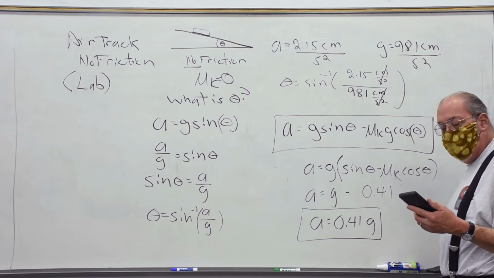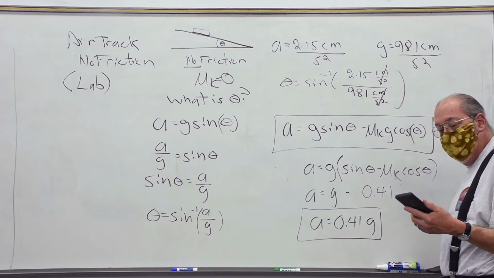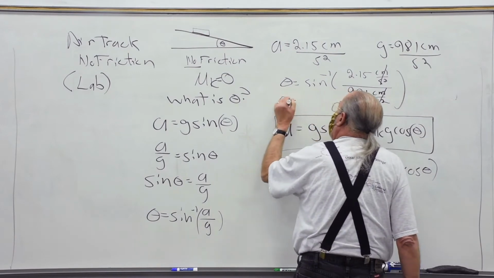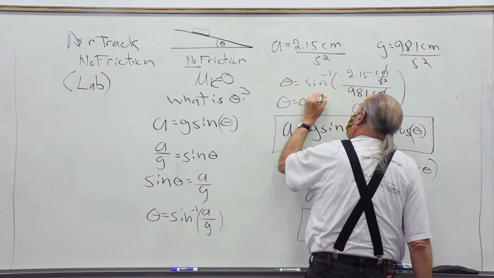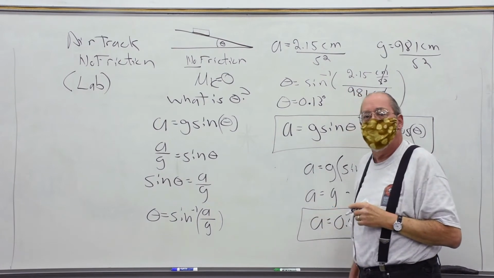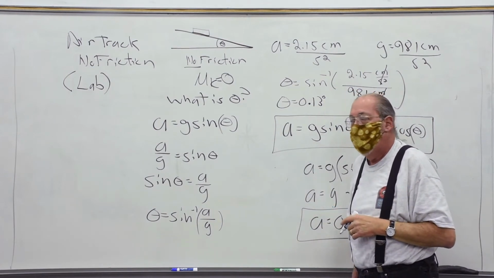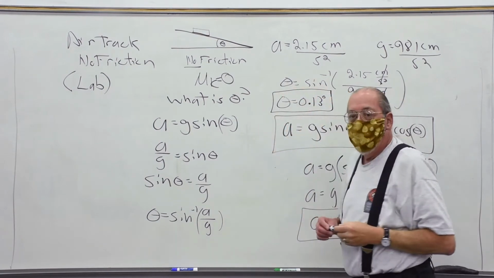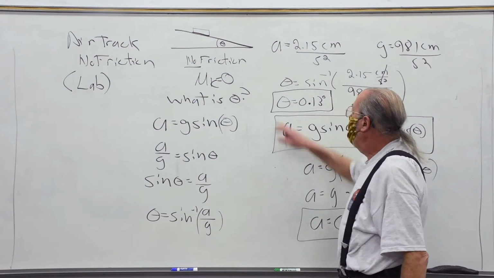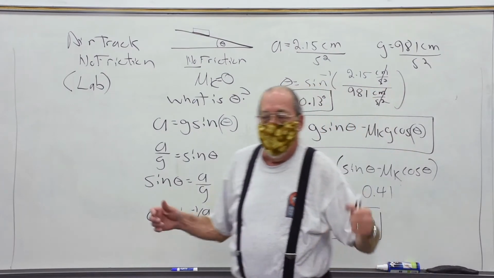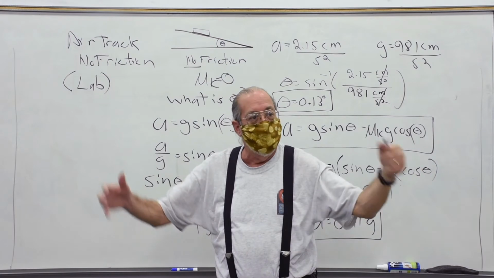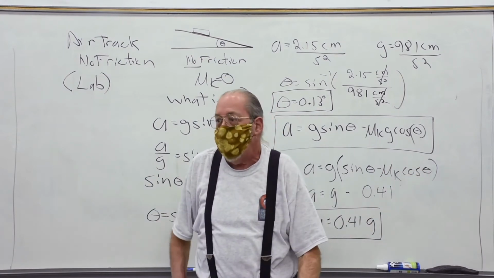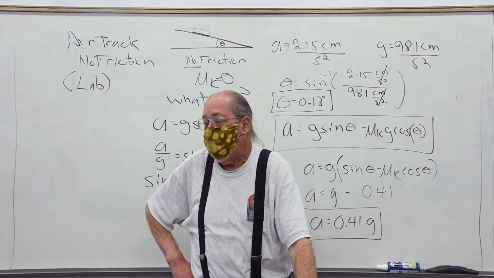I got about 0.13 degrees. Anybody else get that? 0.1255, and so on. There is no way that you could use a protractor and a bubble level on that air track and measure that angle. No way.